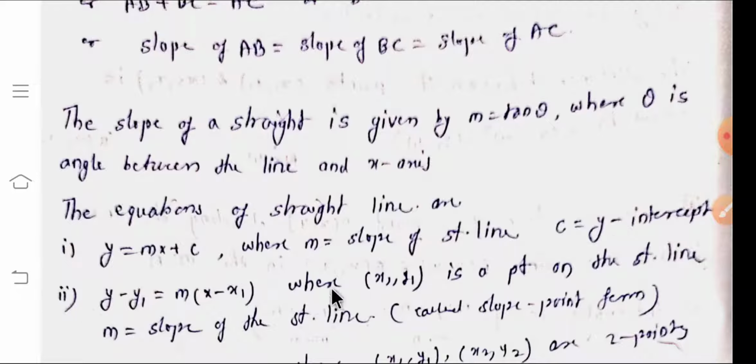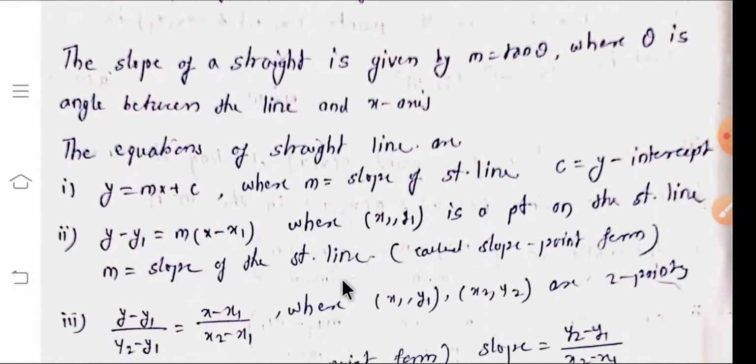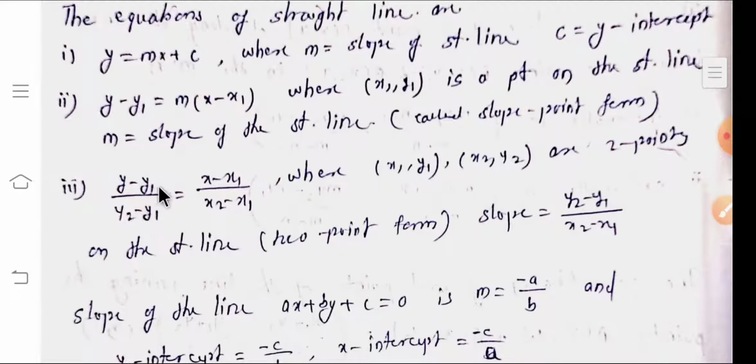One more formula: y minus y1 equal to m into (x minus x1), where x1 comma y1 is a point on the straight line and m is its slope. This is called the slope point form. Similarly, one more equation is (y minus y1) by (y2 minus y1) equal to (x minus x1) by (x2 minus x1), where x1 comma y1 and x2 comma y2 are 2 points on the straight line, and this is called the 2-point form.